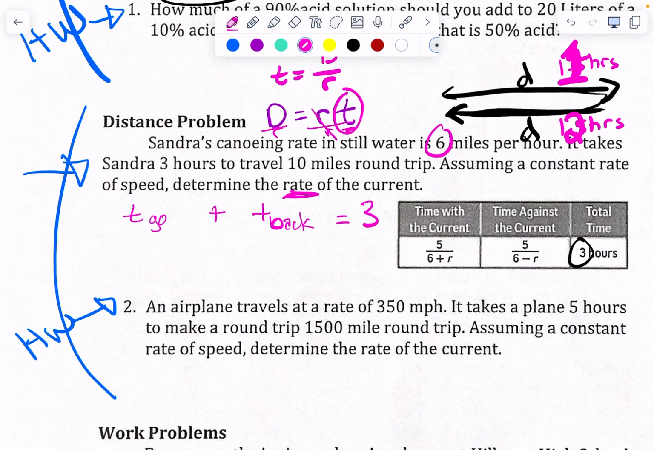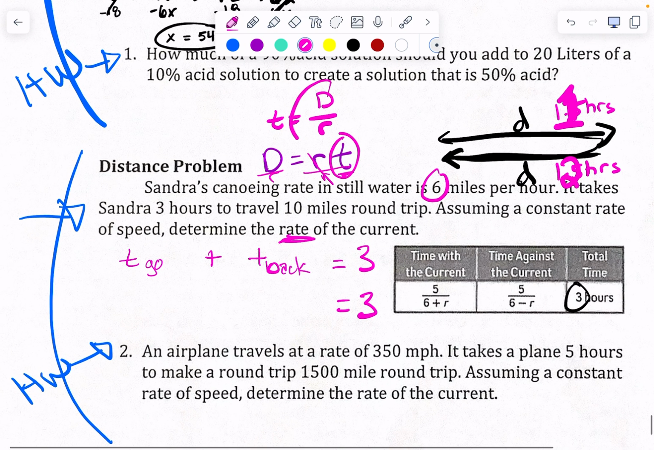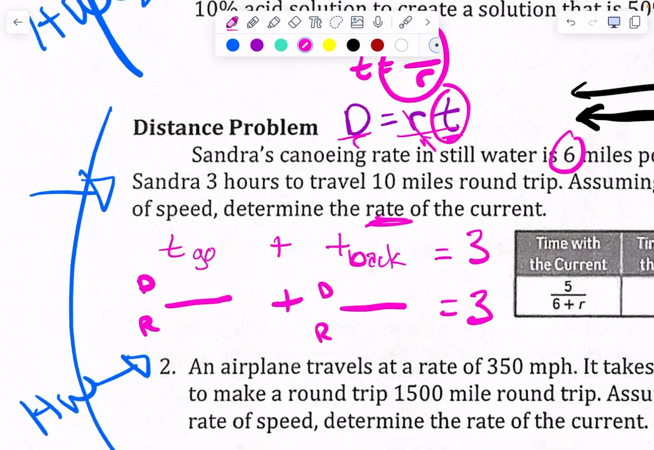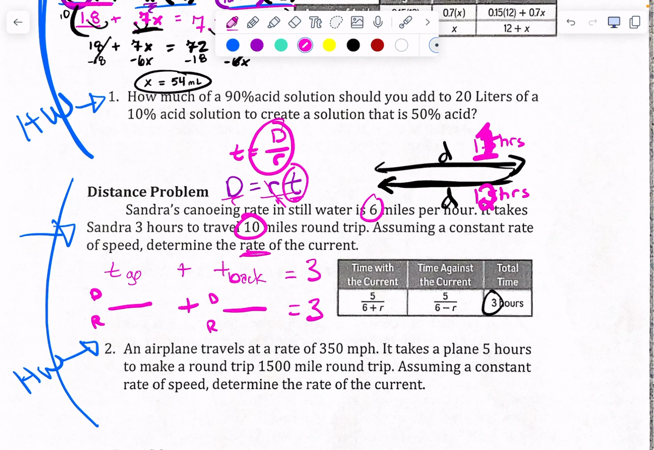Now, we don't necessarily know that going and coming back are the same, like 1.5. That's not 1.5 going, not 1.5 coming back, but we know that it's 3 no matter what. So 3 no matter what. The time going is distance divided by rate, plus the distance divided by rate. Distance divided by rate, distance divided by rate. If we're going 10 miles round trip, how far is it going and how far is it coming back? 5. That should be the same, right? 5 going and 5 coming back.